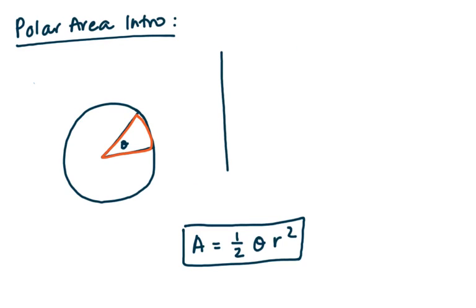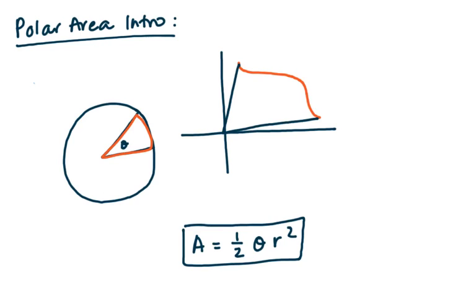Now with polar area, we're usually looking at some sort of, of course, polar graph, usually curvy. And essentially what we're going to do is take some section. So let's say we have, I don't know, I'm just going to draw a squiggly line, some sort of curve. And I want to find the area of this particular slice here.